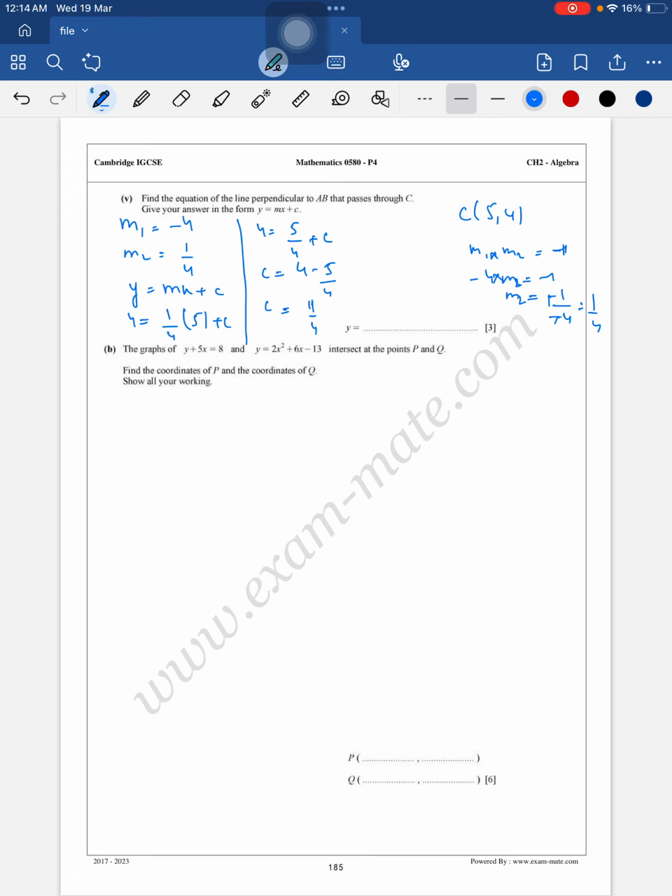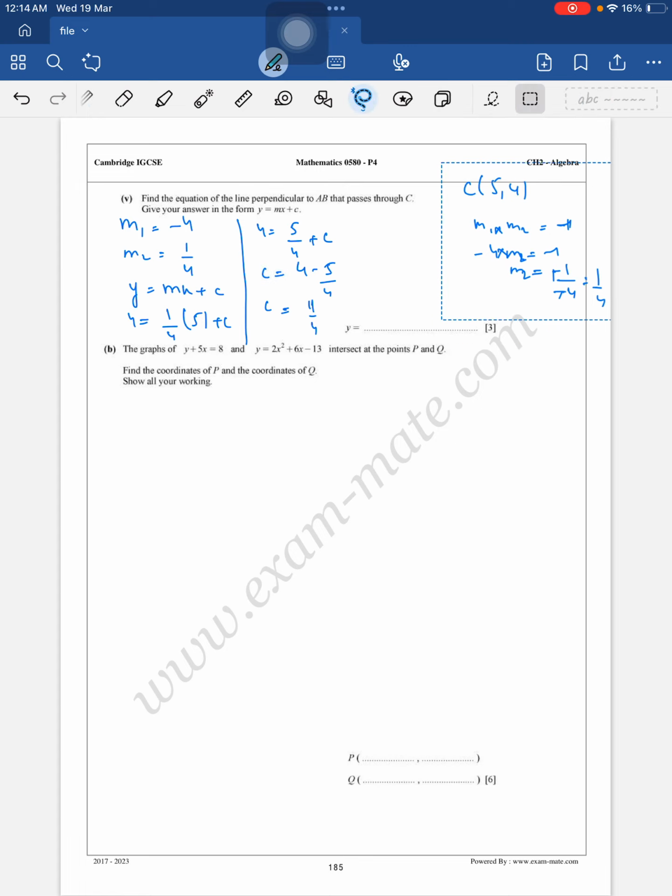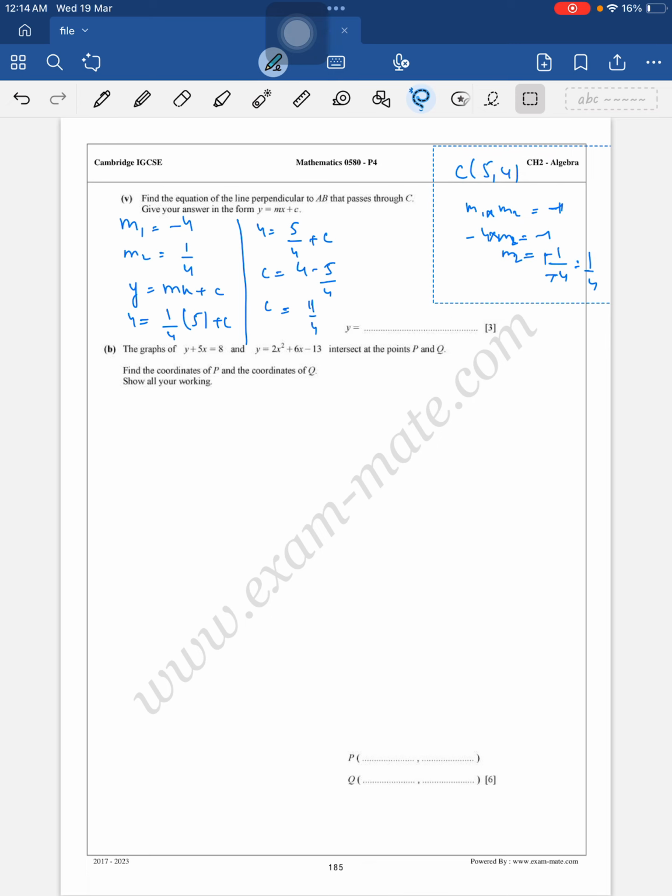Right, now I have got the y-intercept for this line, which is perpendicular to line AB, right? So now y is equal to m gradient, that is 1 upon 4, x, c is 11 upon 4, right? So 4y is equal to x plus 11, right? That is the required equation.